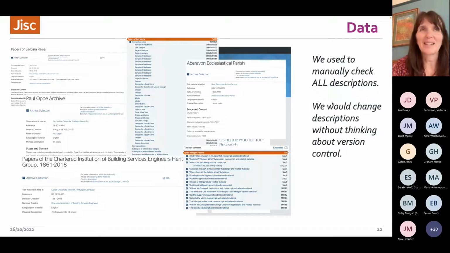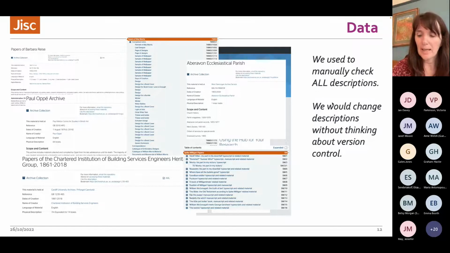And in fact, sometimes it seems amazing to me, but right at the beginning, we employed a data editor, and the data editor manually checked all of the descriptions, which now seems slightly astonishing, but that was the role, that was the job.